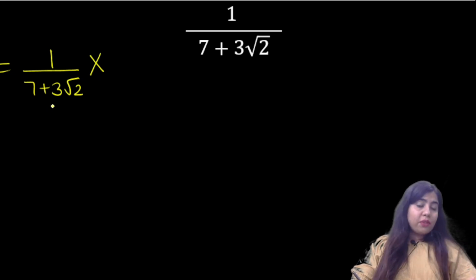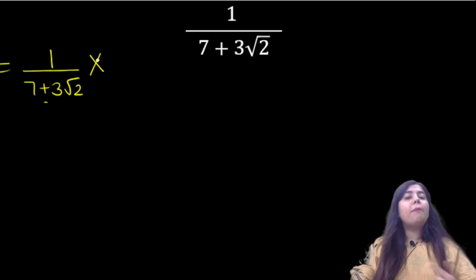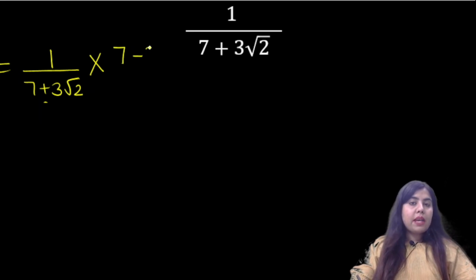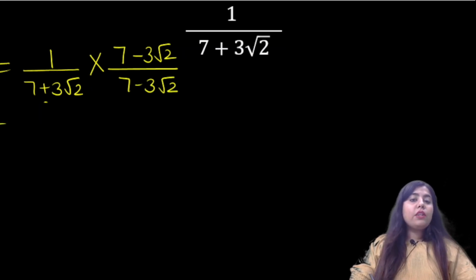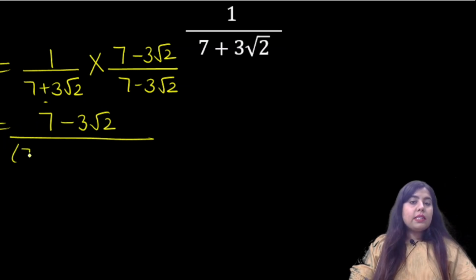I just told you in the previous example that you have to just change this operation, right? Here plus is given to you, so you have to put minus instead of plus. So we will multiply it by 7 minus 3 root 2 by 7 minus 3 root 2. Okay, now see the numerator. It is 1 multiplied by 7 minus 3 root 2. It is 7 minus 3 root 2 only, and in the denominator we will get 7 plus 3 root 2 into 7 minus 3 root 2.